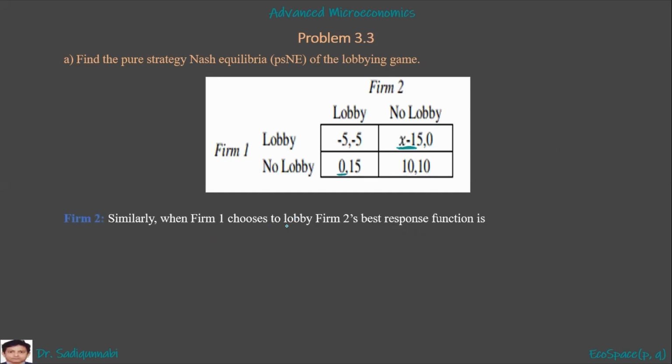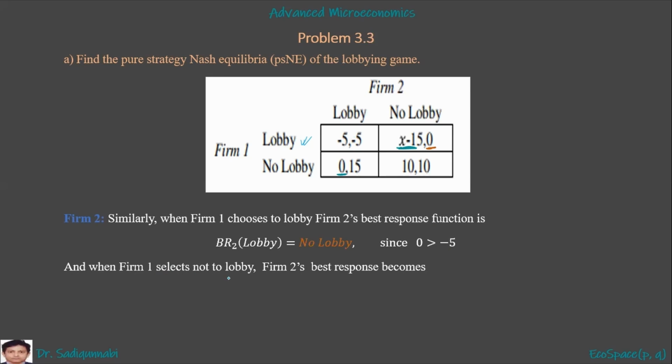Similarly, when farm 1 chooses to lobby, farm 2's best response function is no lobby. Why? Because 0 is greater than minus 5. So farm 2 has two options against the lobby of farm 1. So here this option is minus 5 and 0. So 0 is greater than minus 5. So BR2 is no lobby. When farm 1 selects not to lobby, farm 2's best response becomes lobby, 15, because 15 is greater than 10.